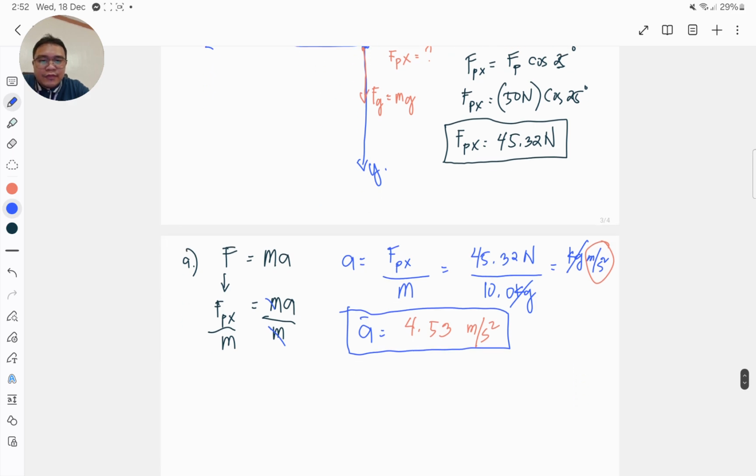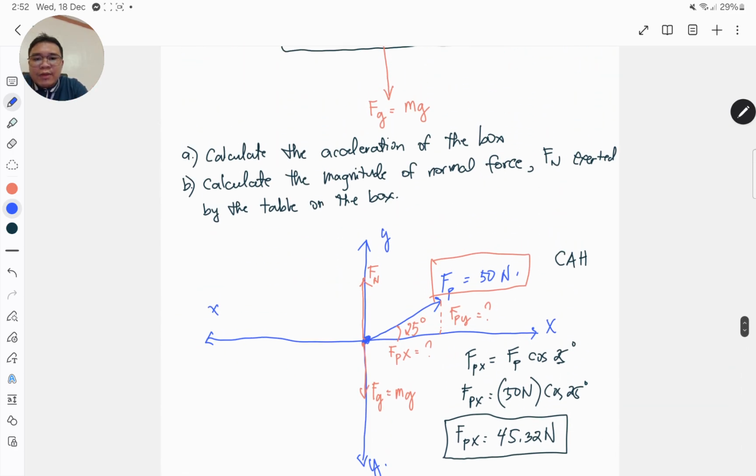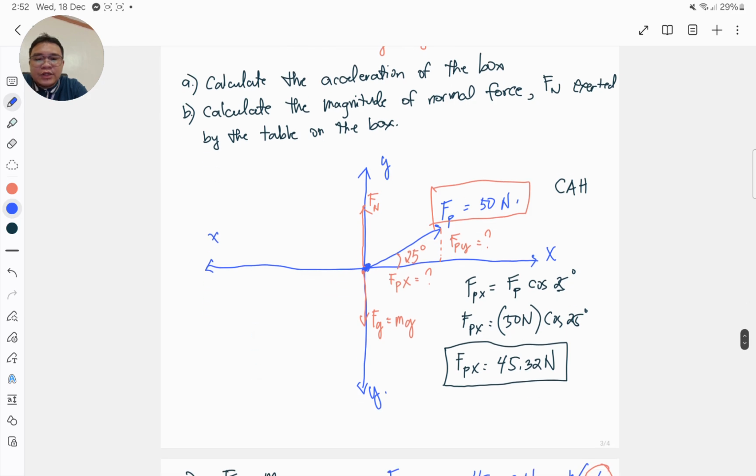Okay? Now, let's go for letter B. For letter B, we were asked to calculate the magnitude of the normal force Fn exerted by the table on the box. We all know that we have already our forces on the y direction. We have our Fn here, we have our Fg here, and we also have our Fpy here. But we don't know yet the value of our Fpy. So we need to calculate this first.